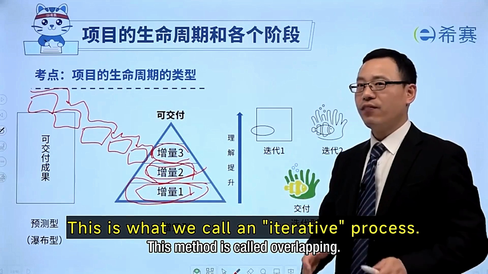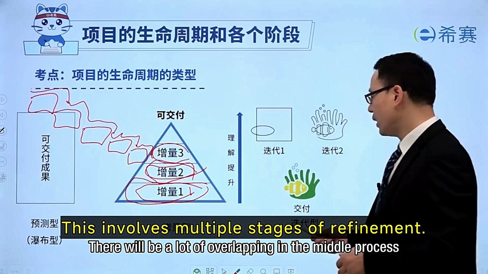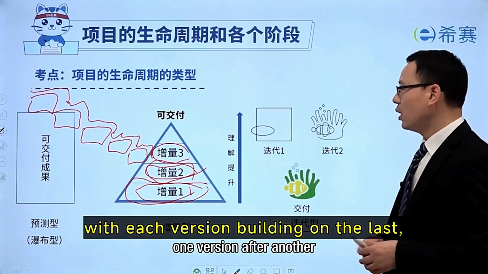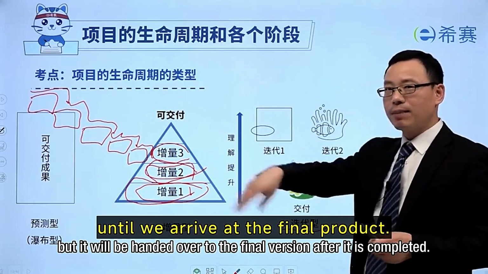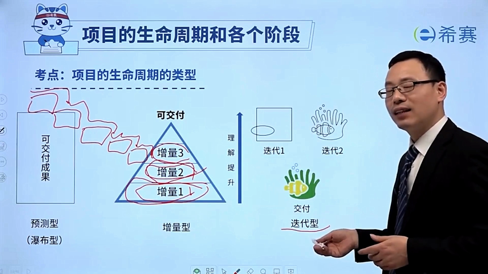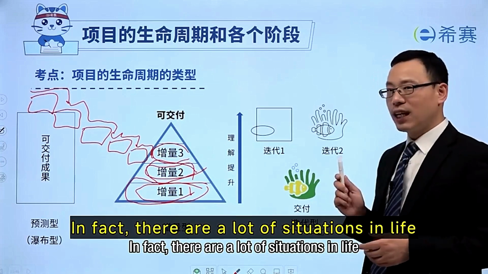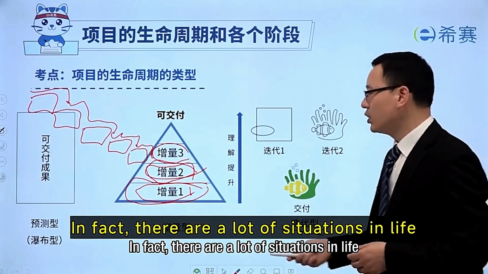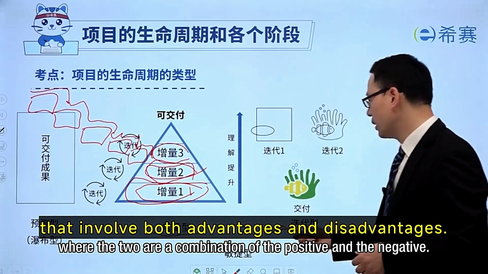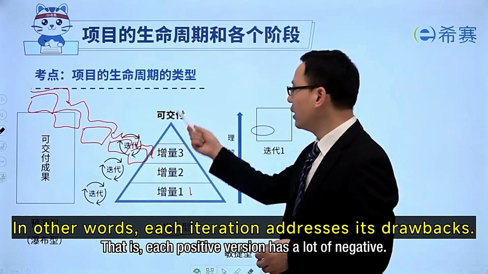This is what we call an iterative process. What does iterative mean in this context? This involves multiple stages of refinement, with each version building on the last, until we arrive at the final product. That's what iterative development is. In fact, there are a lot of situations in life that involve both advantages and disadvantages. In other words, each iteration addresses its drawbacks.